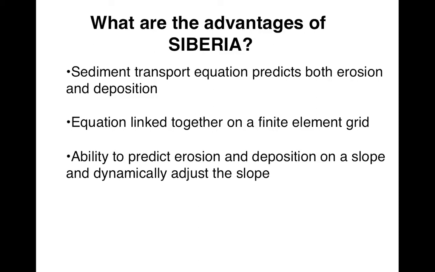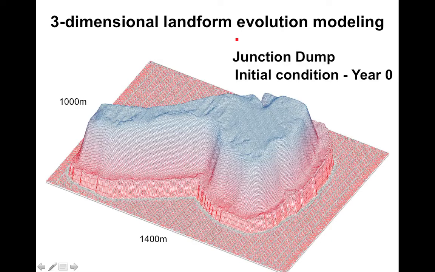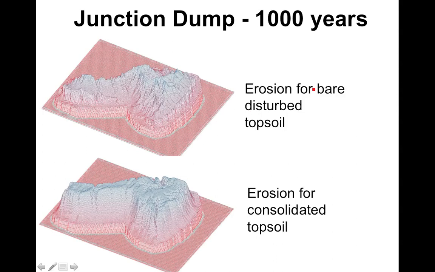We often link these equations together on a finite element or finite difference grid. Right? So that's just a grid over which we simulate the points in our landscape. And we're able to dynamically adjust the topography in these landscape evolution models. Okay, so here's an example. Three-dimensional landform of a rock dump, junction dump, with its initial condition, right? So this was taken from some digital elevation model. We have the dump here, we have some steep slopes on the side of the dump here, and we've got 1,000 meters on this side and 1,400 meters on this side, right? Then we erode it for 1,000 years and see what happens.